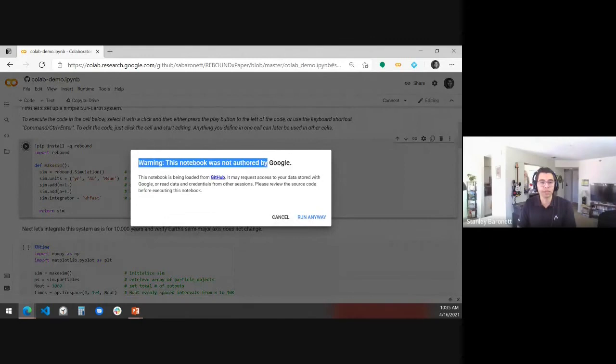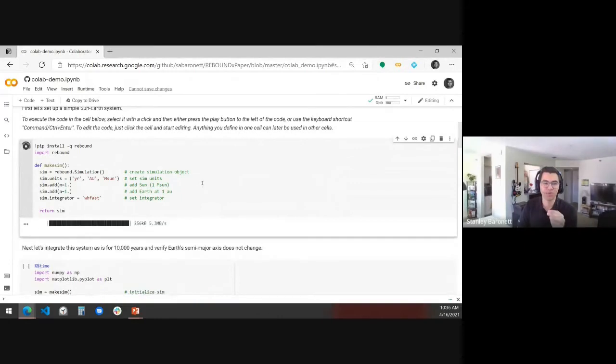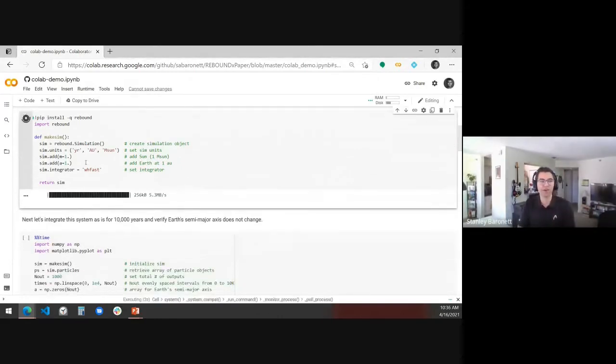You'll notice you might get this warning. This is just to let you know that this notebook that we're interacting with is actually being hosted on GitHub. So Google's just saying, be aware, make sure that there's nothing malicious in the code, which I can assure you there isn't. And so once you're comfortable, go ahead and hit run anyway. And oh, by the way, I'm sure some of you encountered this already. You might have had to log into your Google account up to this point, but assuming you made it, here we are. And so we're running that, so it'll install REBOUND in the background.